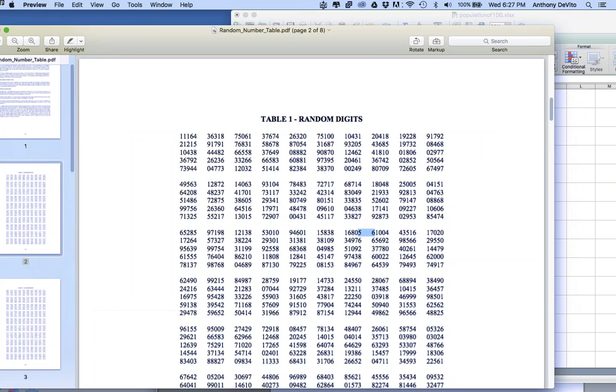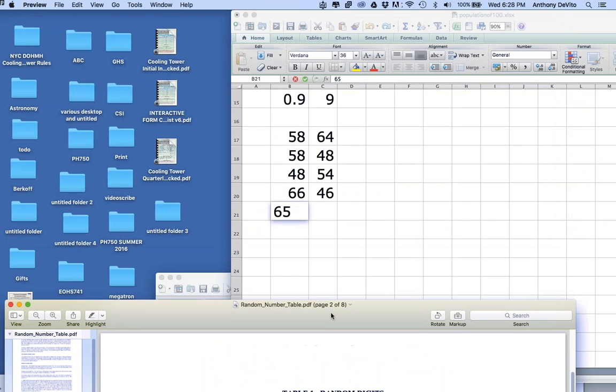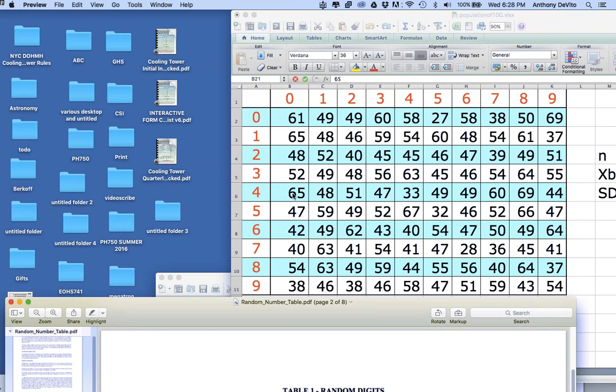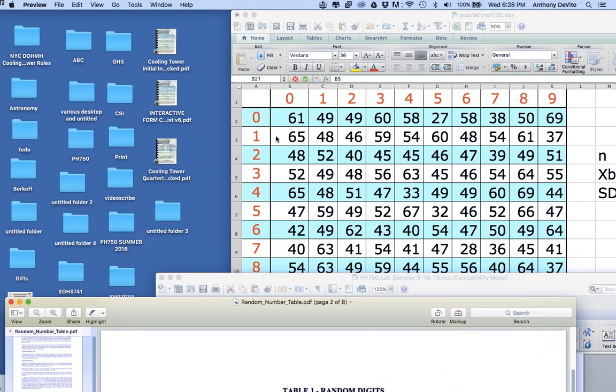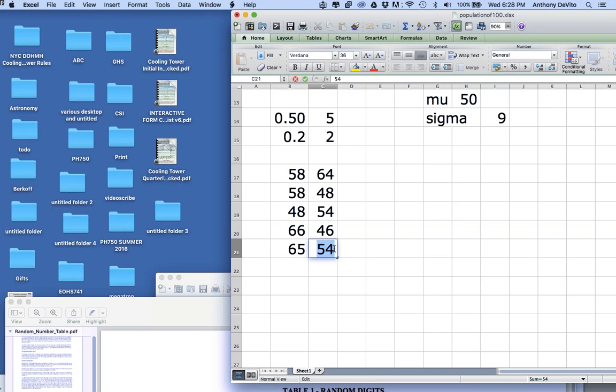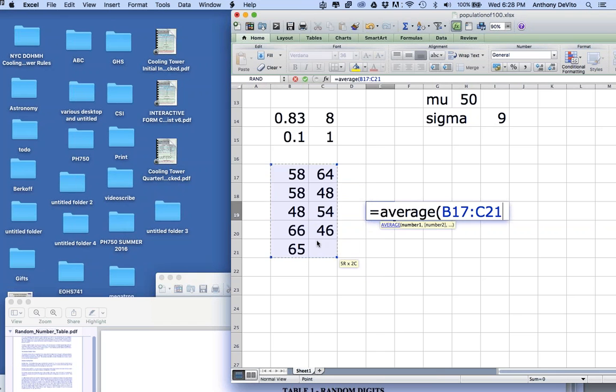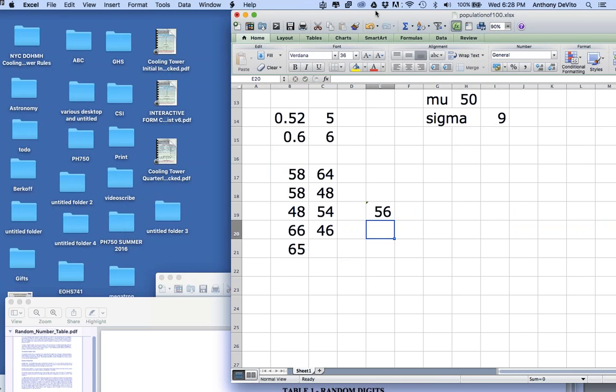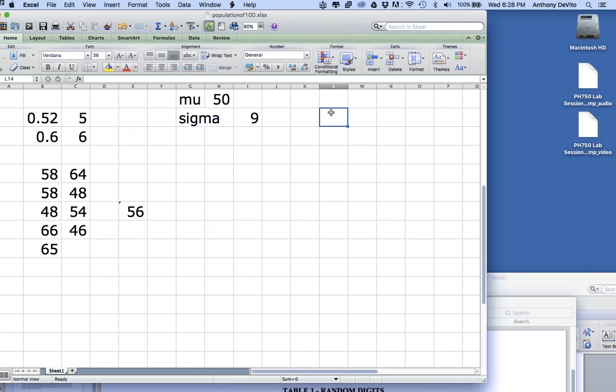And the last one is 04, 04. So row 0, column 4, which is 58. Boy, I pretty consistently found them above the average, but that's okay. I can eliminate that one, I didn't need it. I only need 9 people. So I'm going to take the average of all these numbers, and it comes out to an average of 56. So our first sample is 56.